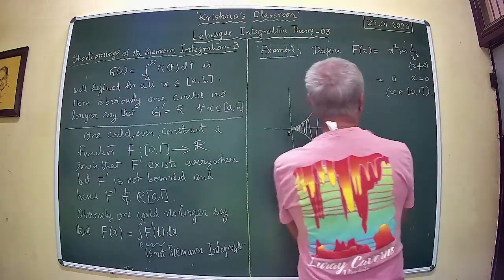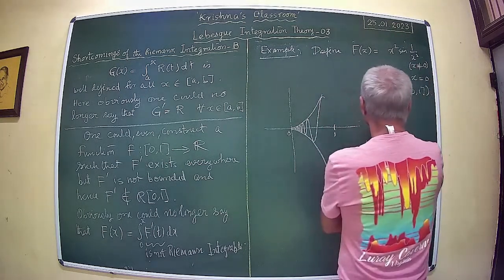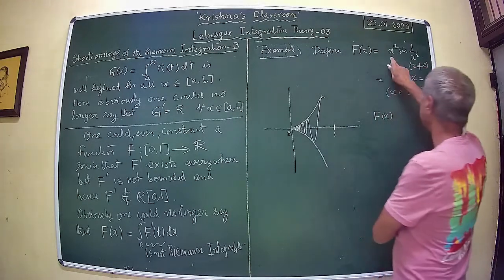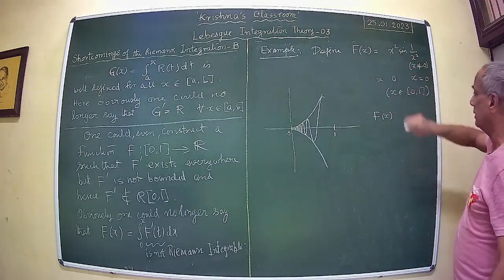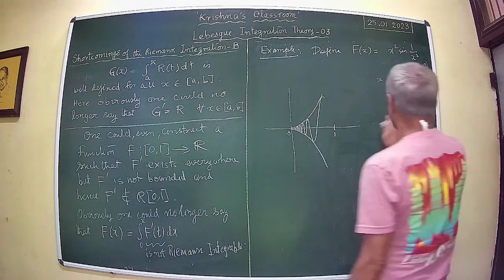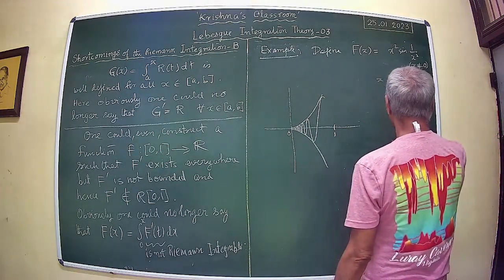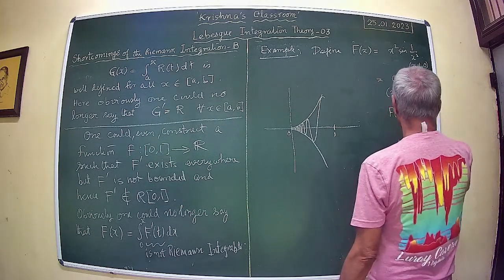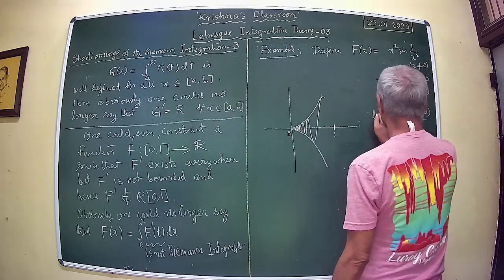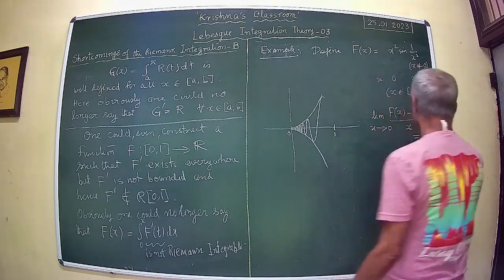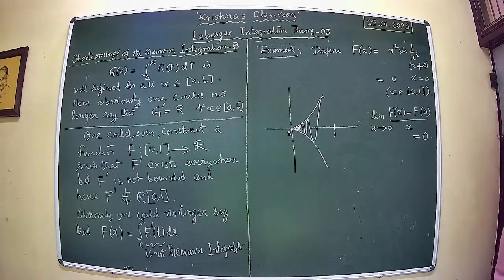Now, first of all, you see that this function, the only point where there is some doubt is this: you have to find out what is f of x minus f of 0 divided by x. This is equal to 0. So at 0, the derivative exists.